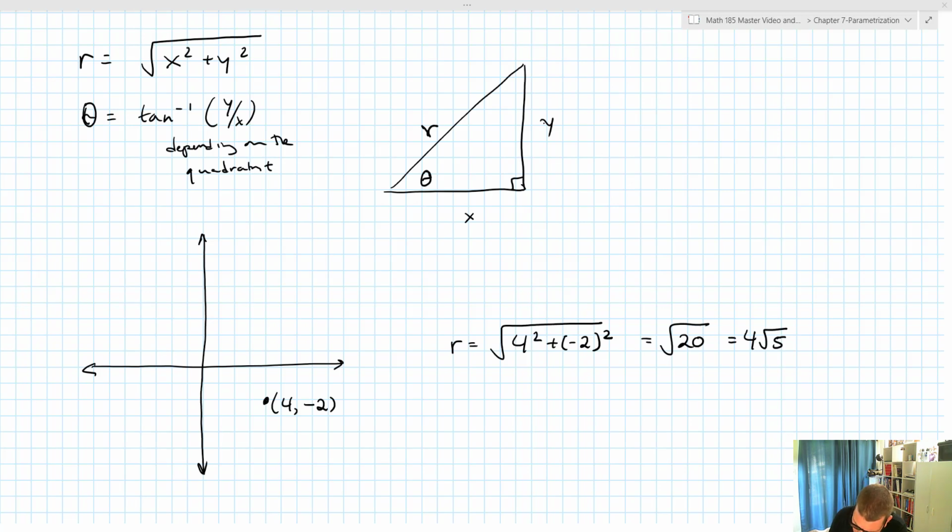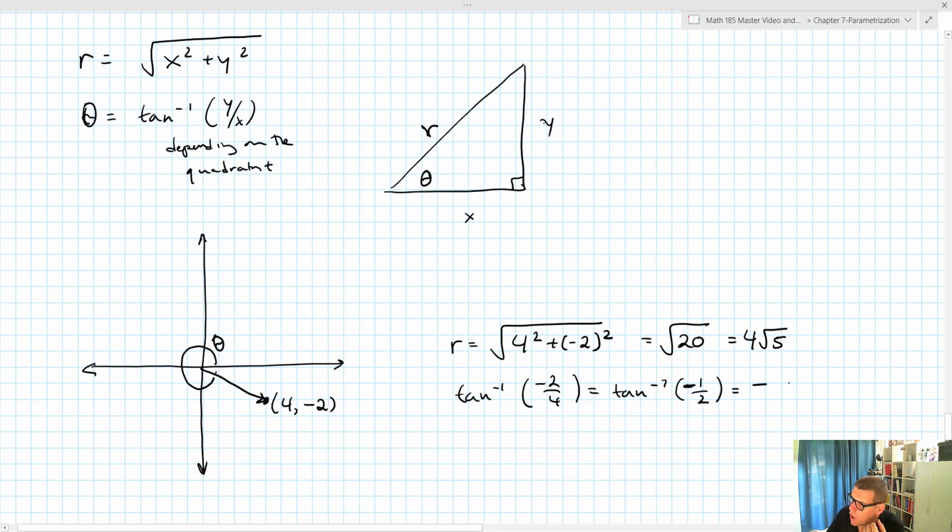But now I need to figure out, if I imagine I've got my angle here, this is now theta. There's theta. But when I take tan inverse of, in this case, negative 2 over 4, which is tan inverse of negative 1/2, and plug it into my calculator, I end up getting negative 0.463647, somewhere thereabouts, because my calculator calculates tangent from negative pi over 2 to pi over 2. Basically it gives me just that one rotation.